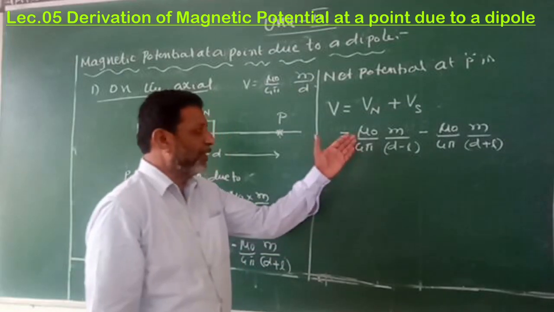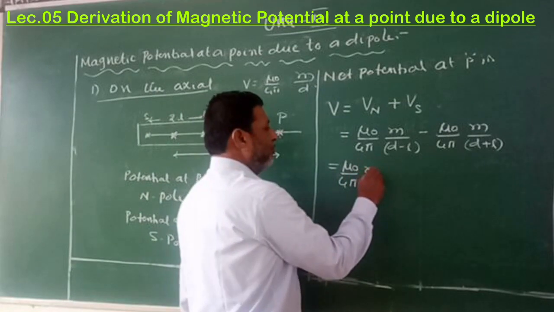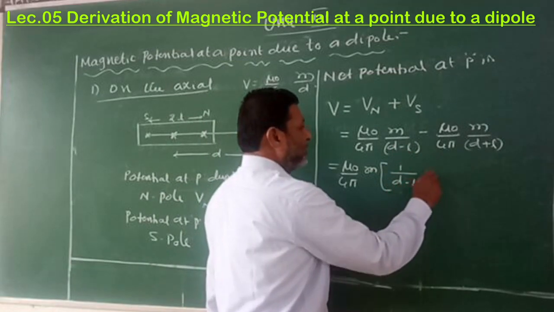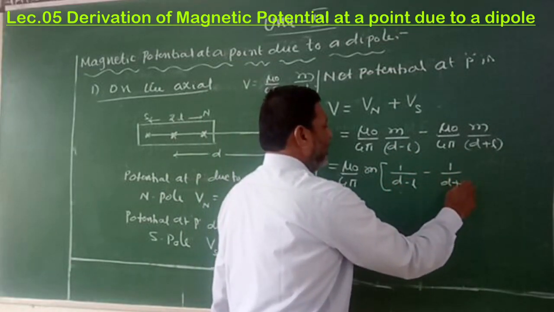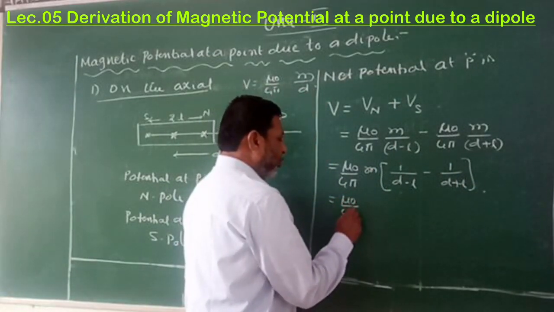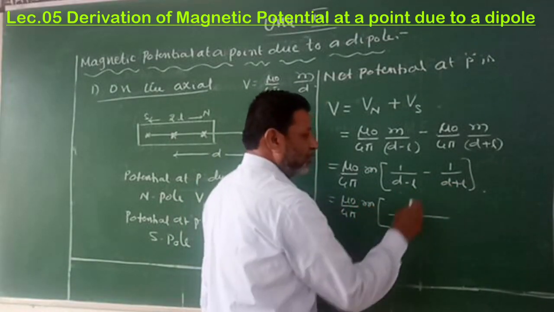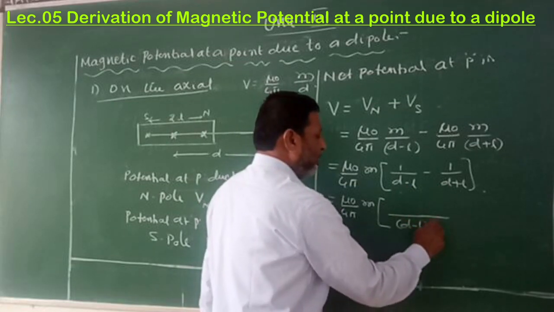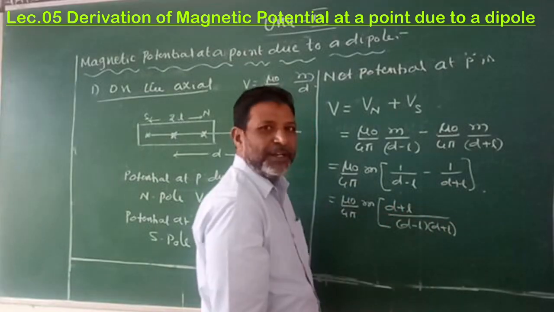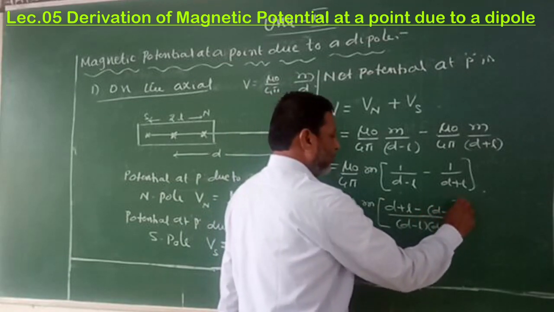Now what you do is you take out the common factor, mu naught divided by 4 pi m. What is the common factor? Now the remaining is 1 divided by (d minus L) minus 1 divided by (d plus L). Now this is equal to mu naught divided by 4 pi m, I will take as it is. Now the LCM is the product of these, that is (d minus L) into (d plus L). Here we will get d plus L, and this is minus, here we get d minus L.